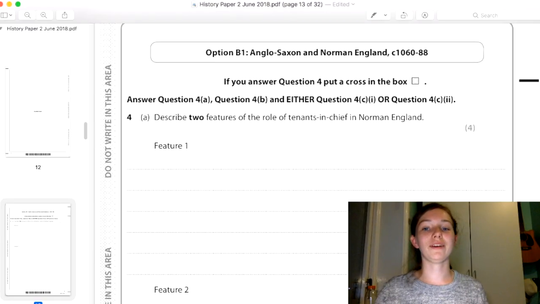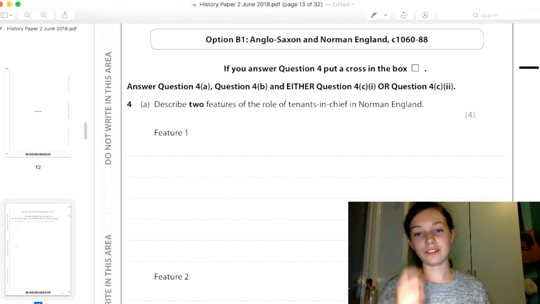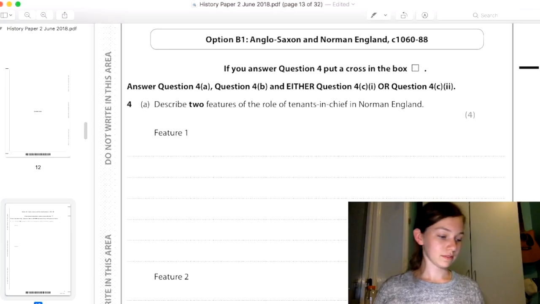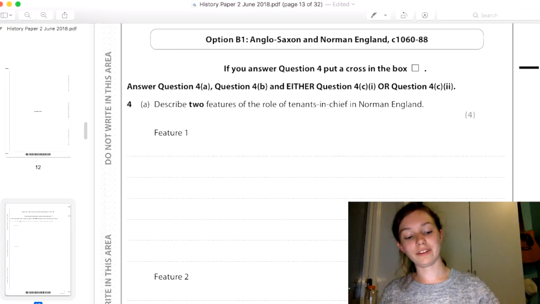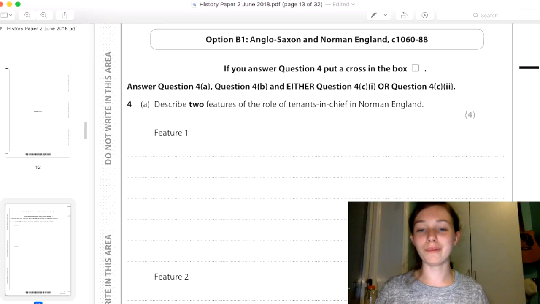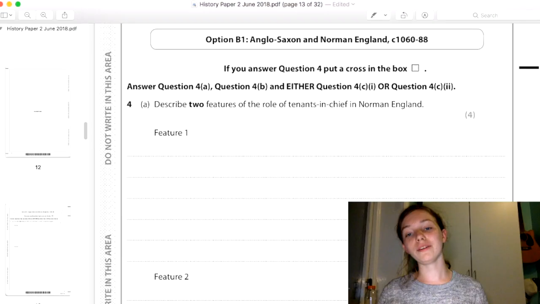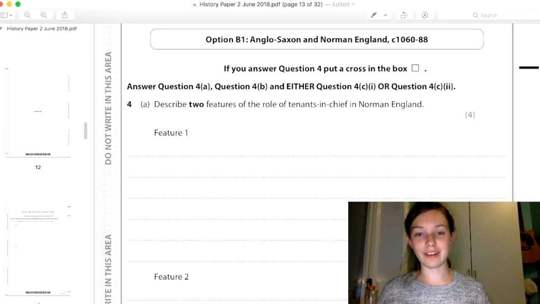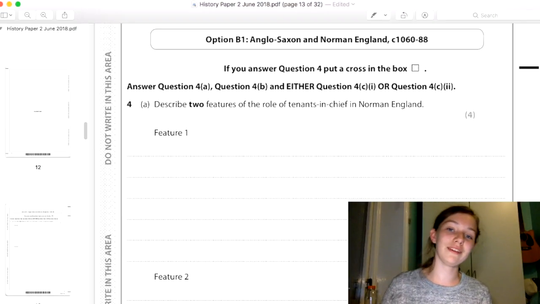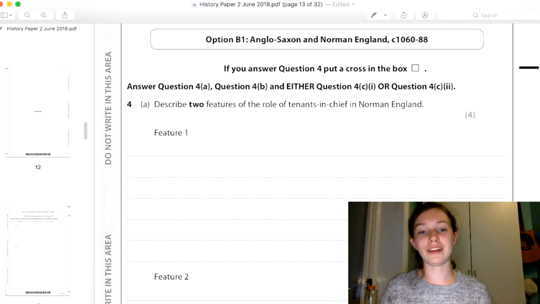So here's the first question. 2 features of the role of tenants-in-chief in Norman England. Now this is a features question. Features questions are simple so long as you can actually think of some features. Once you've thought of the feature, easy peasy, it can take a while to think of the feature. What you want to do is you go point, evidence, point, evidence. So your evidence is your spend, statistics, places, events, names and dates.